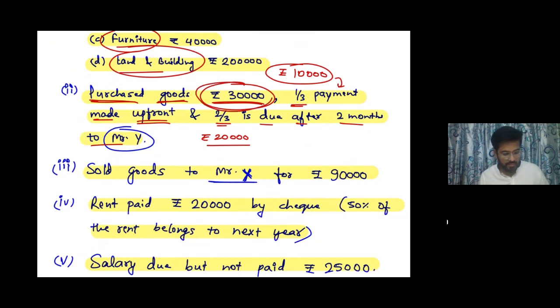So goods are coming in. So we will debit the purchases account by 30,000. That is true. Now cash is going out. How much cash is going out? 10,000. So credit the cash account by what? Sorry, 10,000. We will credit the cash account. And then we have two third of the payment which we will pay in future. So we have to pay in future. So that will also be credited. Credit the giver, that is Mr. Y, with rupees 20,000.